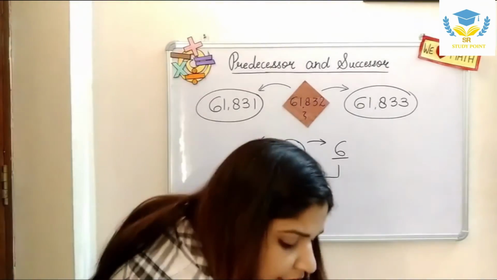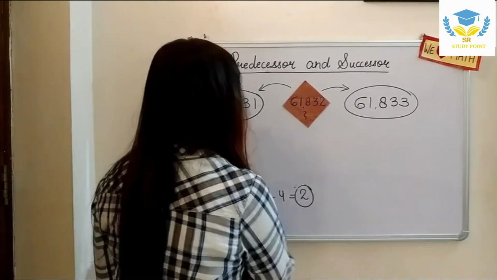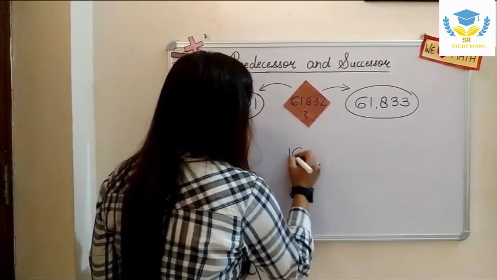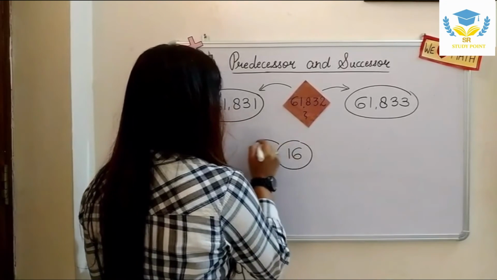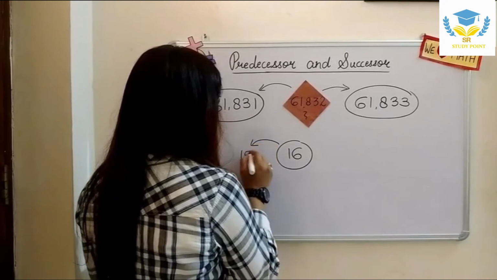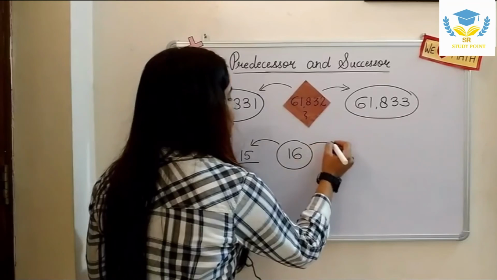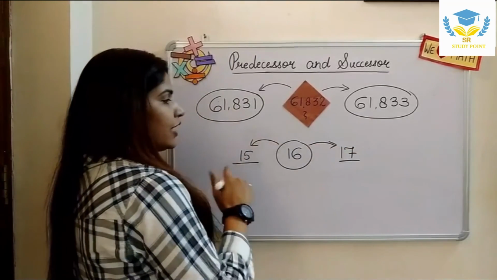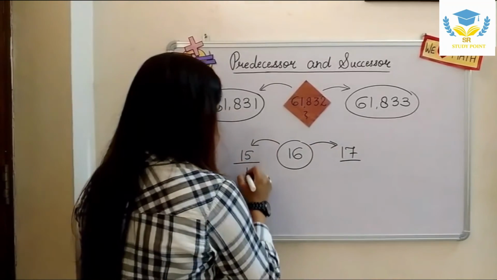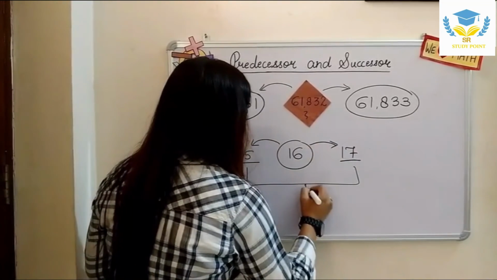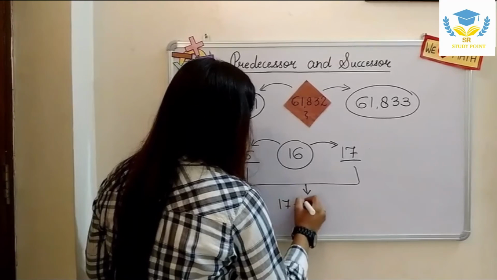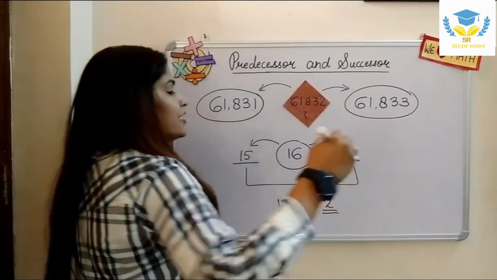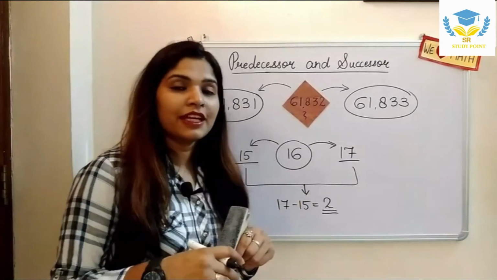Let me take one more example. Now I have a number 16. The predecessor of this number is 15. Successor is 17. Very smart. Now let us come to the difference of these two numbers. The difference between 15 and 17 is 17 minus 15 equals 2. Very nice. So did you notice something, children?